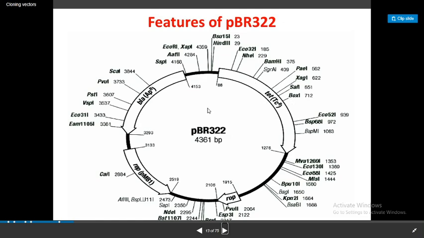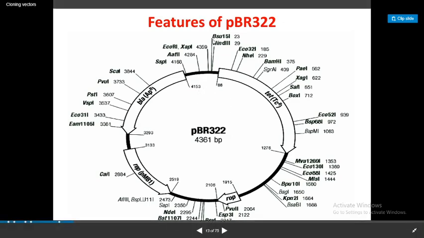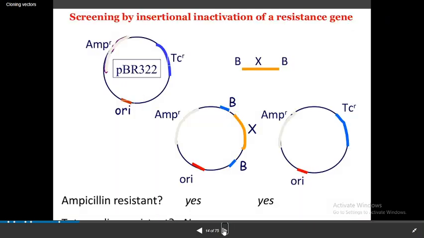Antibiotic resistant regions, replicating regions. See, this is a big one. This HindIII area has the restriction sites, right? For cutting, molecular scissors, I have to come and cut. Those regions are HindIII, E. coli R1, EcoRI. Okay, so these are the regions.